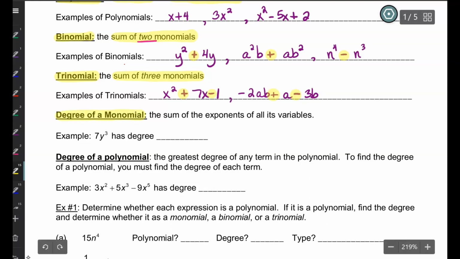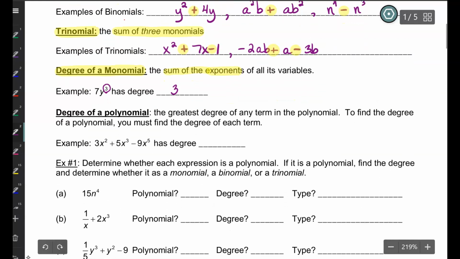Next, I want to look at what is the degree of the monomial, and then we'll look at the degree of the polynomial. So basically we just look at the exponents, degree meaning exponents. If we have multiple variables, we're going to add up all the exponents. In this case, 7y cubed, we look at the exponent. That has a degree of 3.